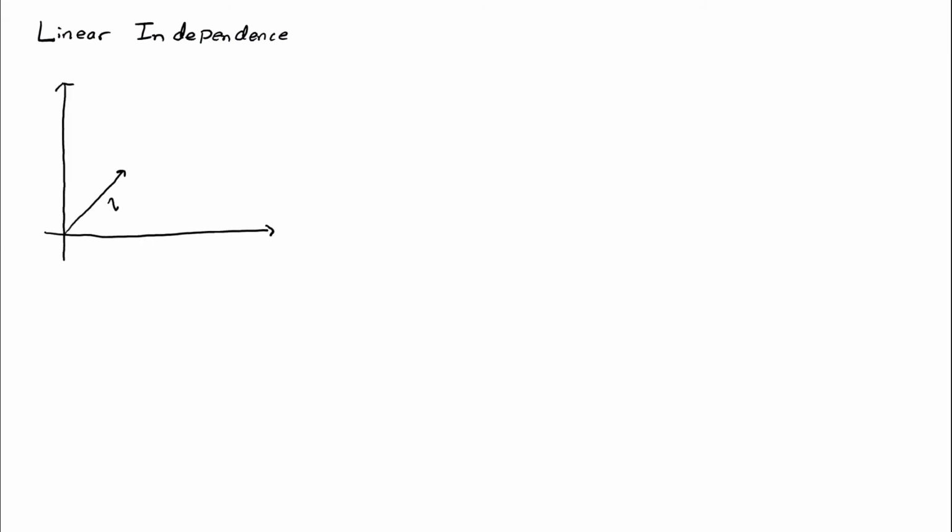Can you see linear dependence? Here's a graph with 2 vectors in R2. These 2 vectors are linearly dependent because they point in the same direction. One is a scalar multiple of the other.